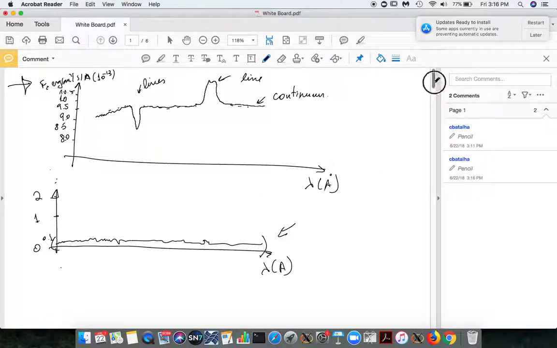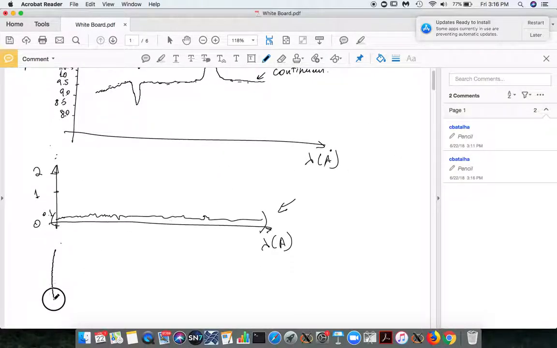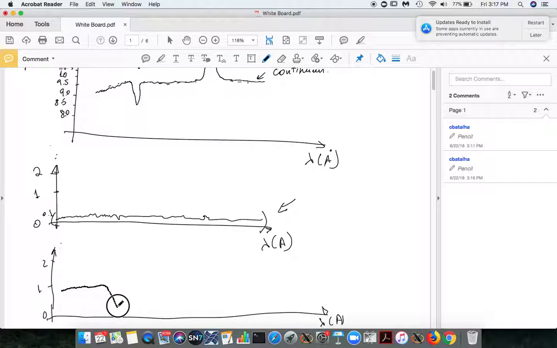Let's see, like this. Lambda angstrom. So this is 0, right? And this is 1, 2. So the spectra will appear like this, like the one on the top, kind of close to 1, right? And then you have your emission line, and then you go there, pretty much close to 1. So the continuum, the shape of the continuum is the same as it is here, right?